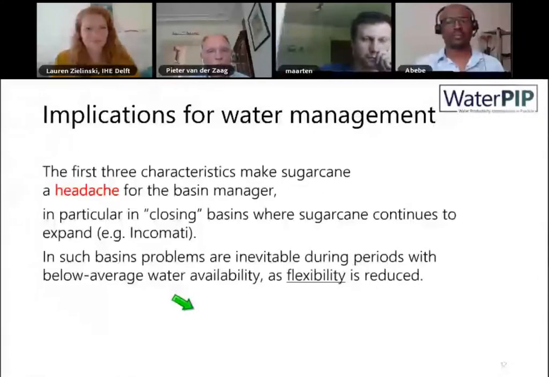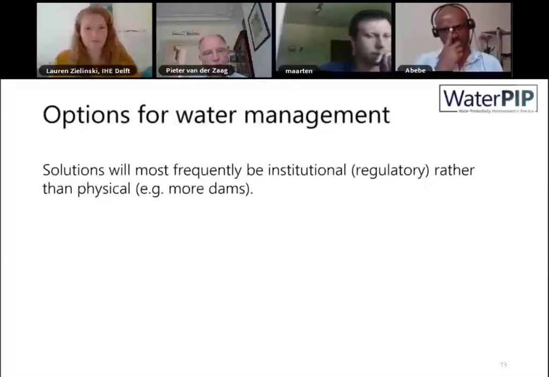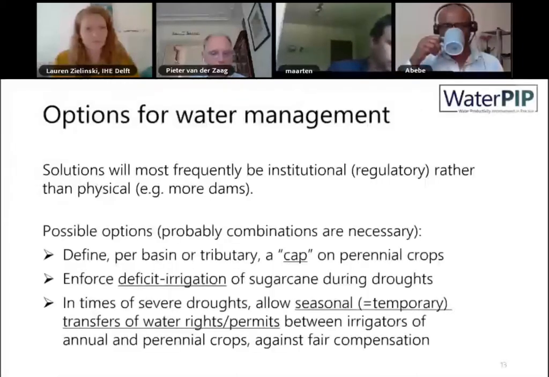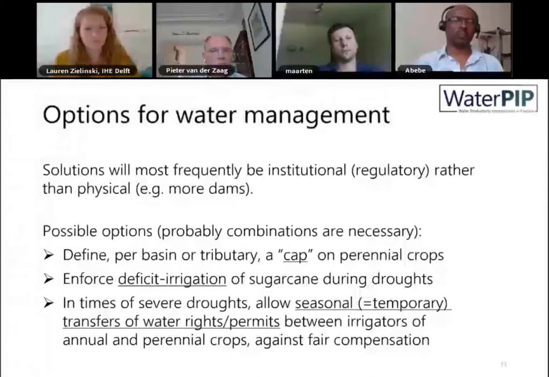In such closing basins, problems are inevitable during periods with below average water availability, as the flexibility is reduced due to the sugarcane, because of its perennial crop nature and its high water use requirements. So what are options for water management to solve this rigidity in the system? You can only solve this by institutional and regulatory measures in closing basins, because physical measures like putting more dams in are in most cases no longer economically and practically feasible.